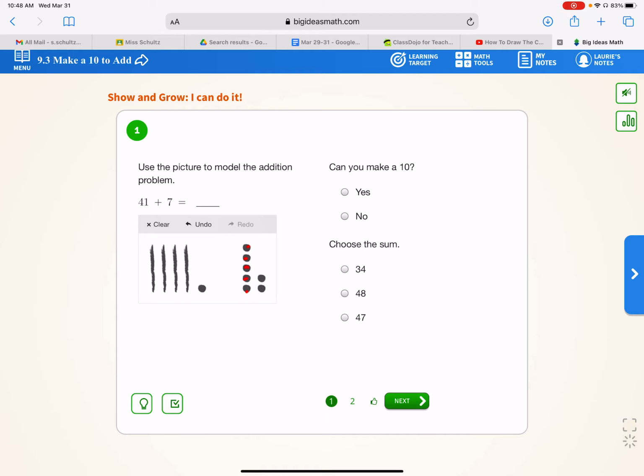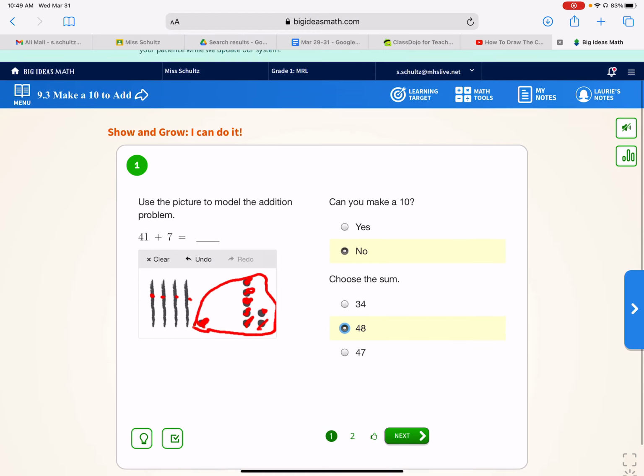So we added all of our ones together. Is that 10? So we add 1, 2, 3, 4, 5, 6, 7, 8. Now, is 8 greater than 10? No, it's less than 10. So can you make a 10? No, we don't have enough ones to make a 10. And then it's going to ask us to choose the sum. Well, we know in our ones place we have 8, and then we have 1, 2, 3, 4. So that'll make it 40. So 40 plus 8 will be 48.